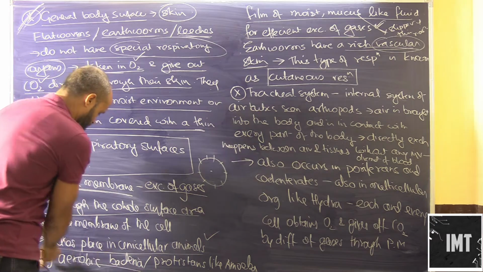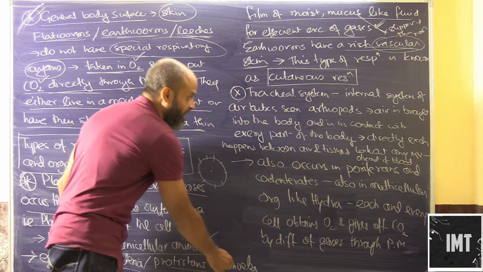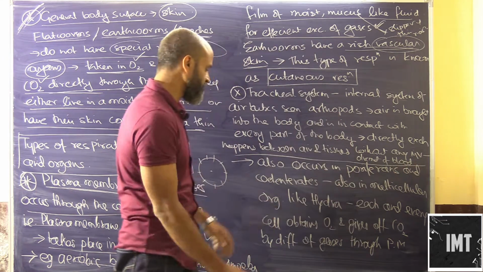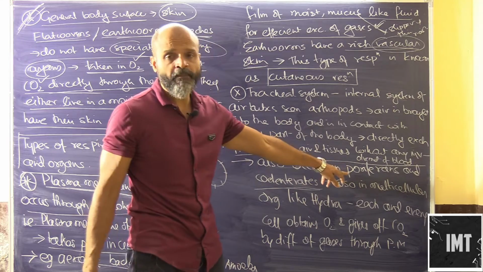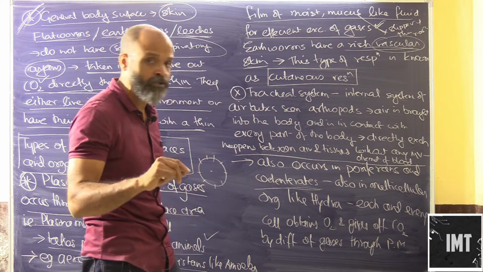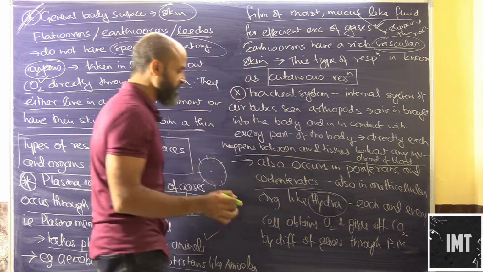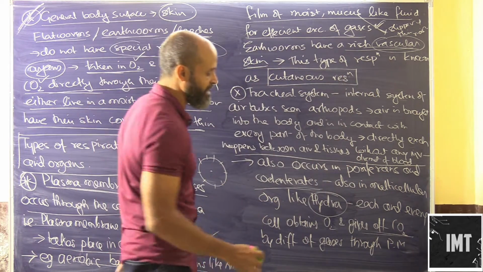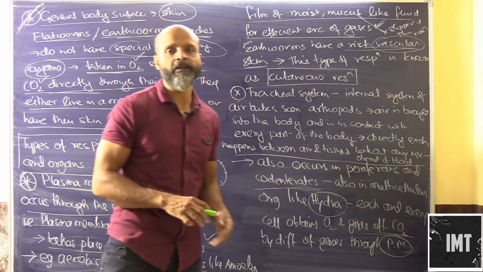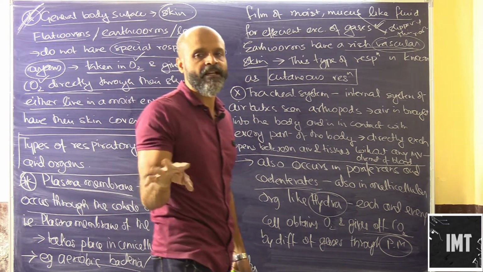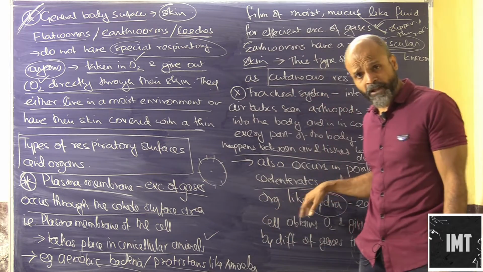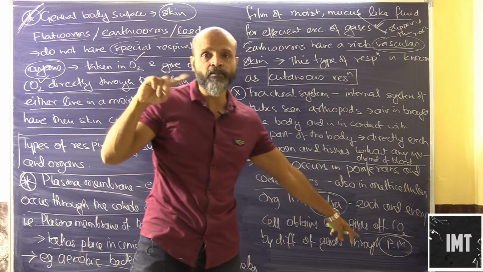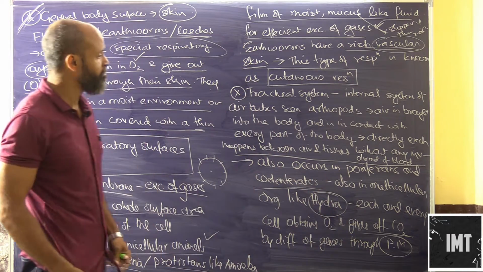Examples are aerobic bacteria and protistans like amoeba. It also happens in porifera and coelenterates, like sponges or even hydra. Each and every cell obtains oxygen and gives out carbon dioxide by diffusion of gases, which happens primarily through the plasma membrane. So it happens in unicellular animals like amoeba, and sometimes also in multicellular animals like hydra. All the absorption and diffusion takes place through the plasma membrane.